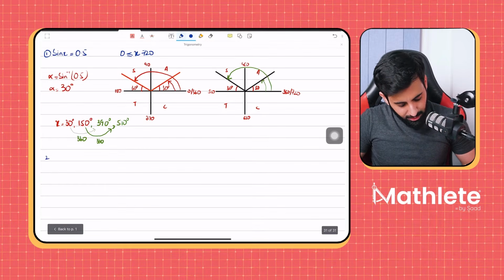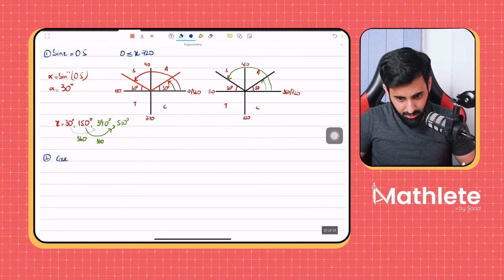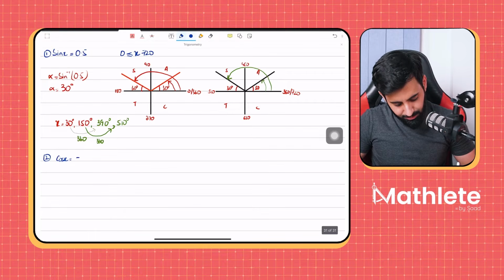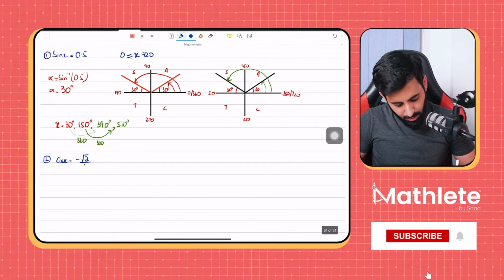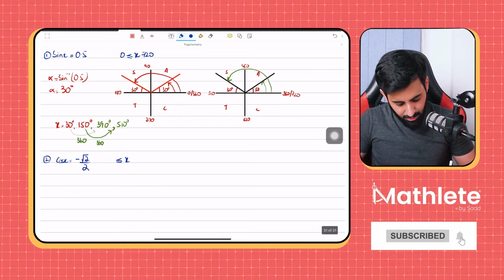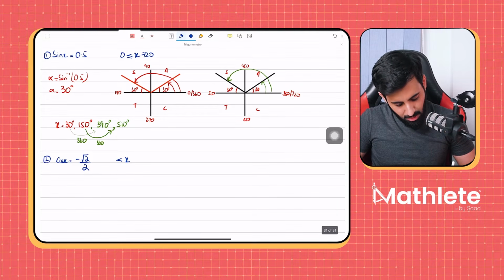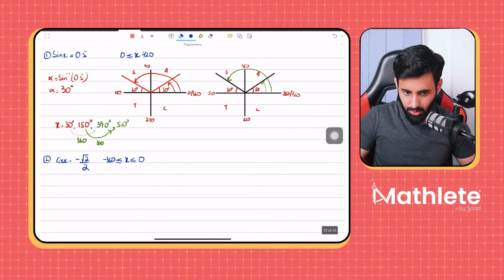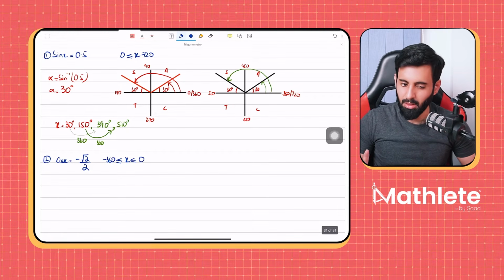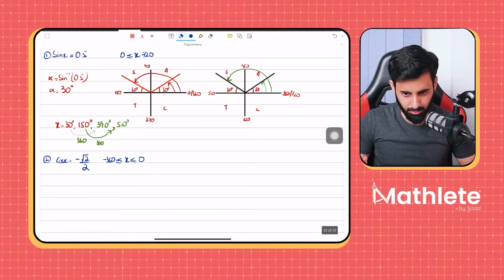All right, let's do another question. Let's say you have cos x equal to minus root 2 upon 2, and this time the range is from minus 360 to 0. So the range is from minus 360 to 0.